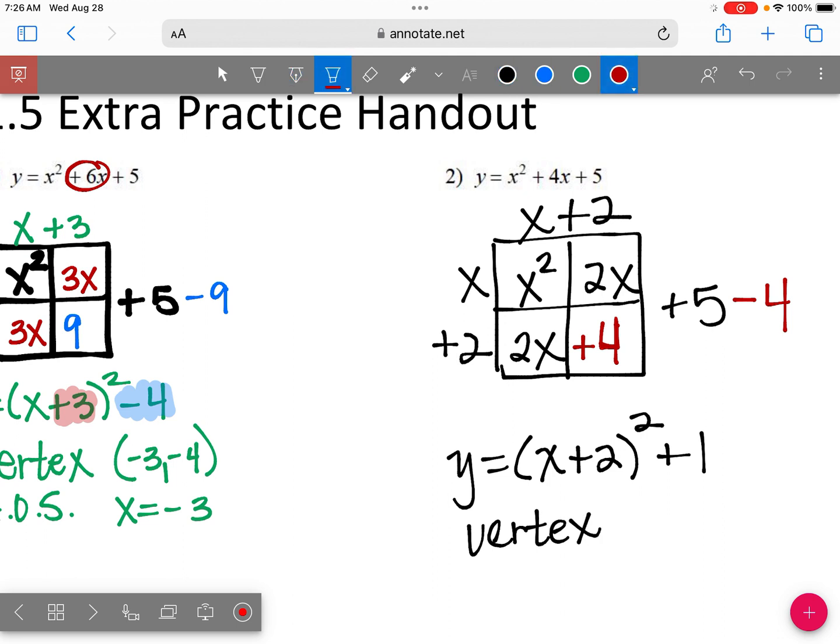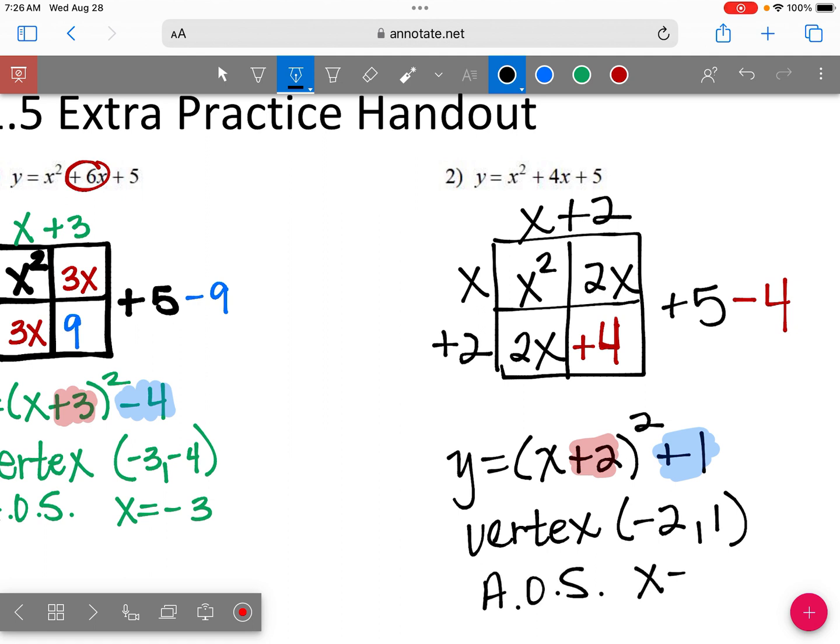Your vertex, remember we flip this sign. This sign flips. This sign stays the same. So your vertex would be at -2, 1. And the axis of symmetry is at x equals -2. All right, give me a thumbs up, sideways, or down. I just need to see where we are with this process. All right, go ahead and try to do number 3 on your own. And then I'm going to come around and see what we got.